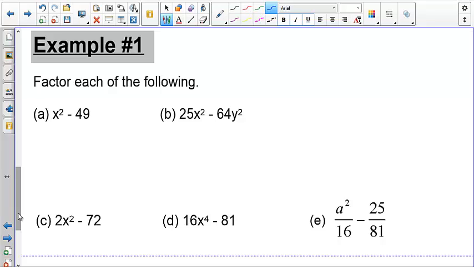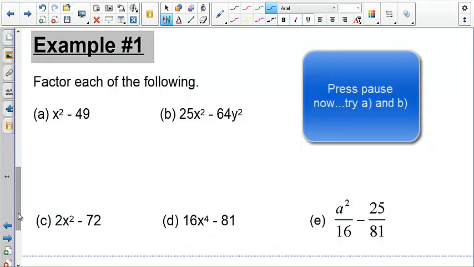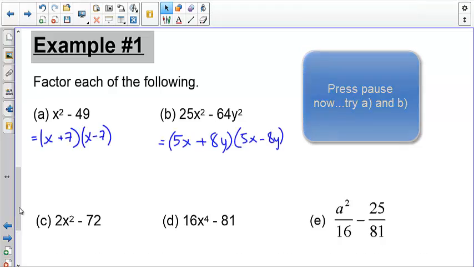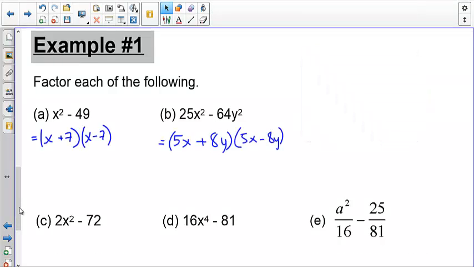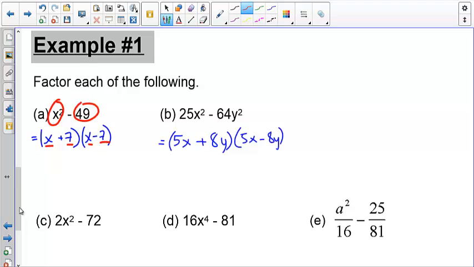The solutions to A and B will pop up. If you want to, you could try A, B, C, D, and E all at the same time, but just try A and B. Okay, so the answers for A and B, pretty simple stuff. The square root of this first term gives us the first term there. The square root of the second term gives us that second term there.